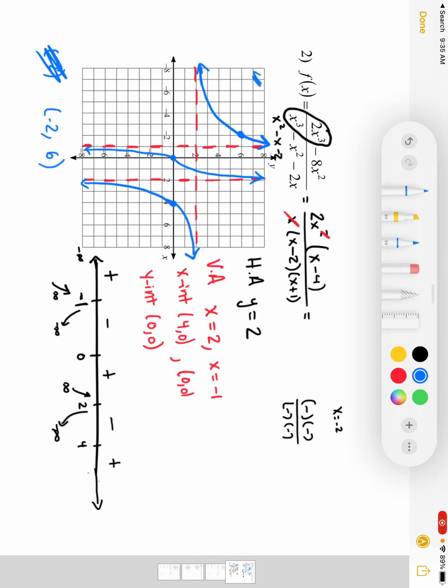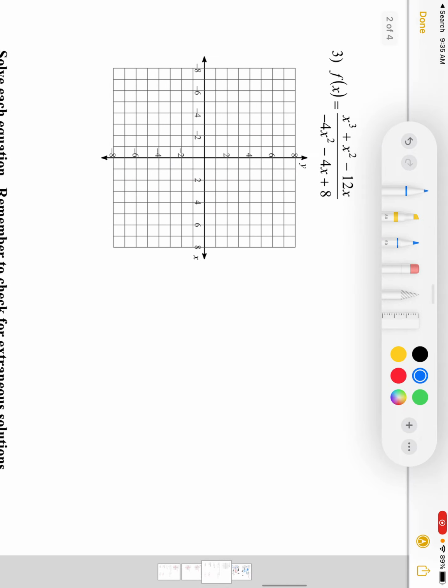Look at that, red, white, and blue. True patriots. All right, number 3.